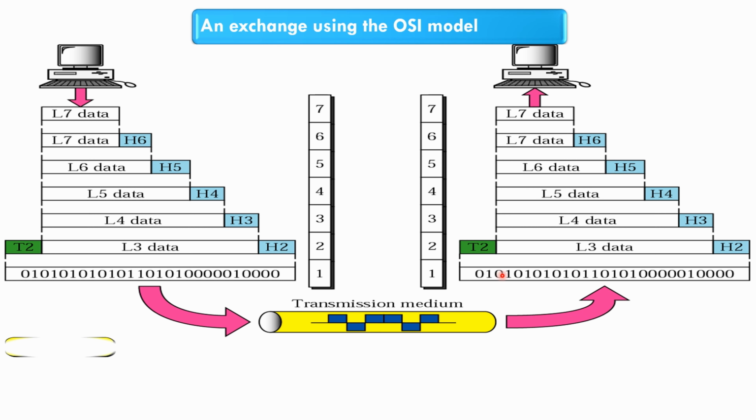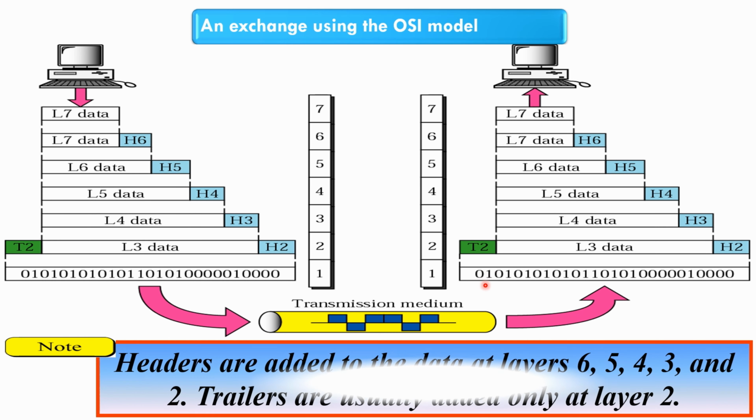Okay, so note that headers are added to the data at layers 6, 5, 4, 3 and 2. Trailers are usually added only at layer 2.